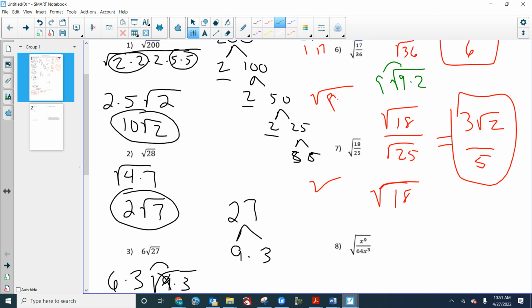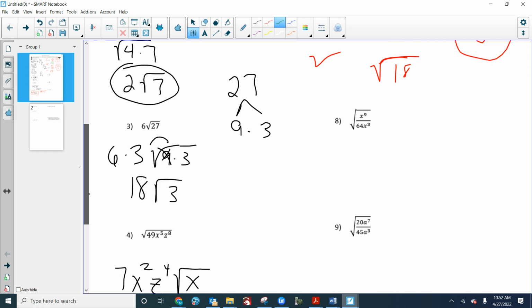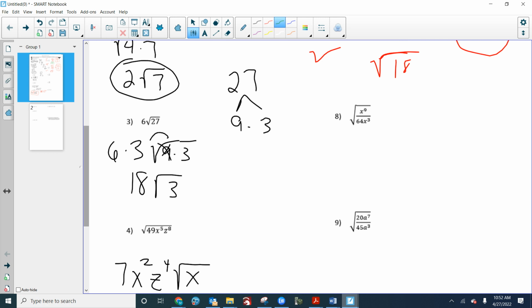Alright. Okay. Now, the next 2 kind of throwback rules here. Guys, put a little star. Please star these 2. We have to reduce before we simplify. It makes it so much easier.